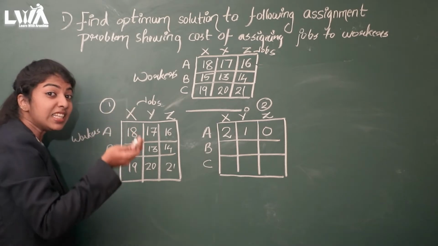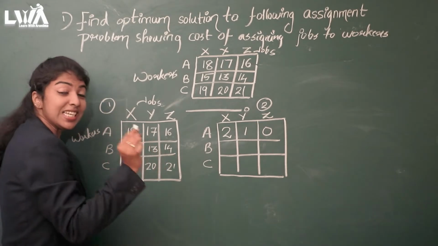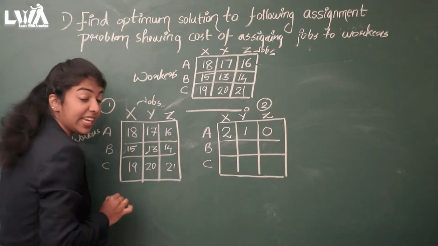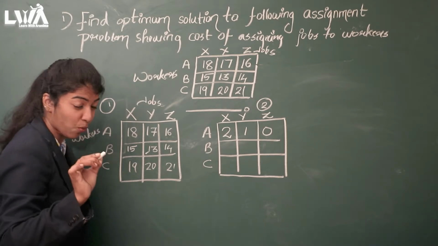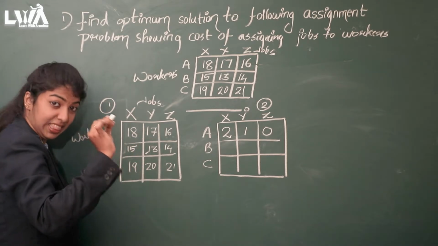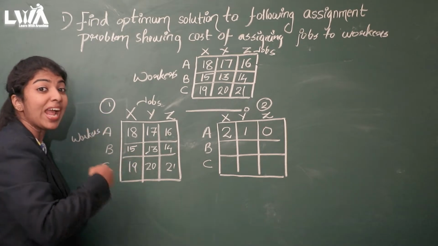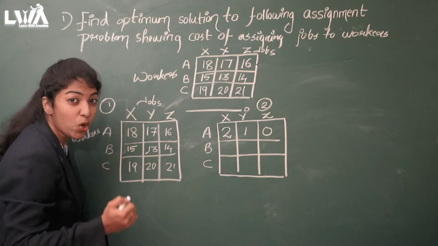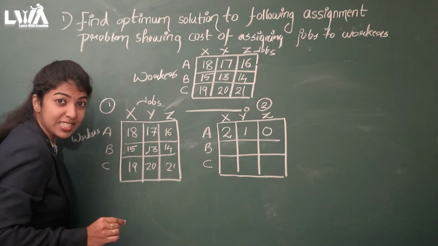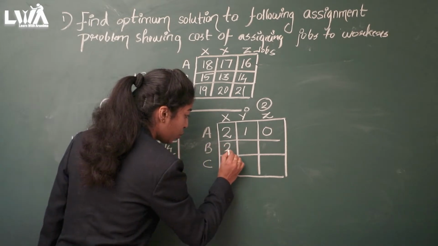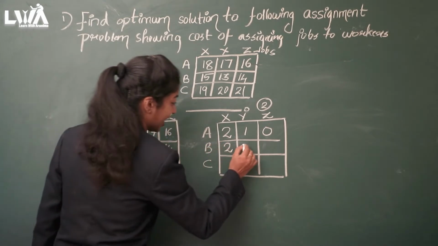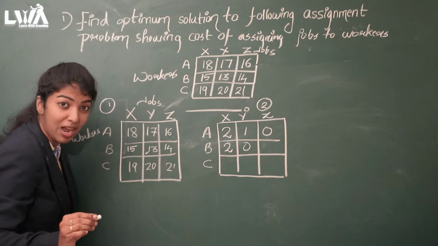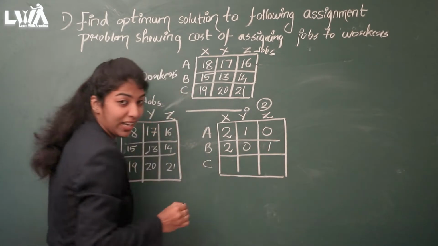Again, consider the second row. Here, which is the smallest element? 13. 13 is the smallest element, right? So let's take 13. Now subtract that lowest one from all the elements. 15 minus 13, what is it? 2. 13 minus 13 is 0. 14 minus 13 is 1.